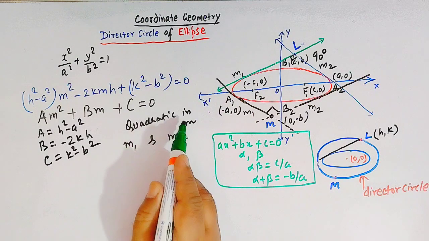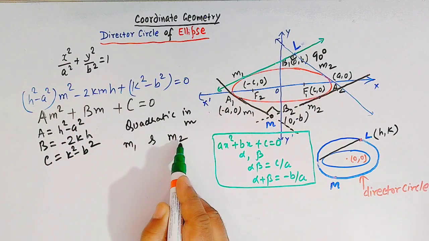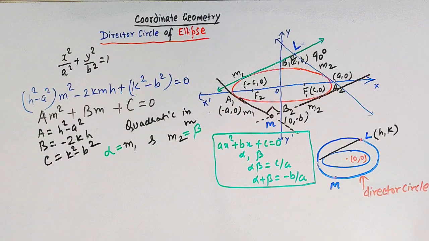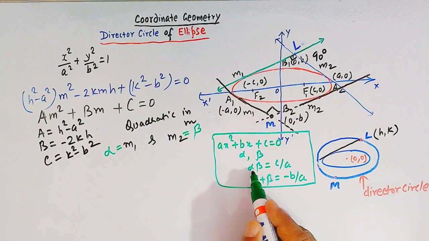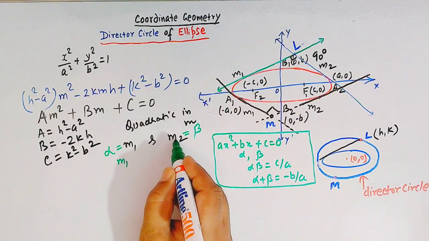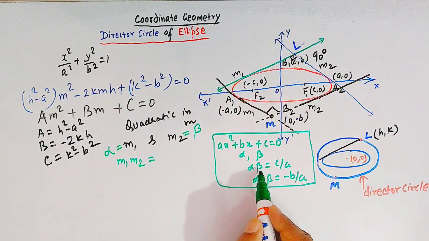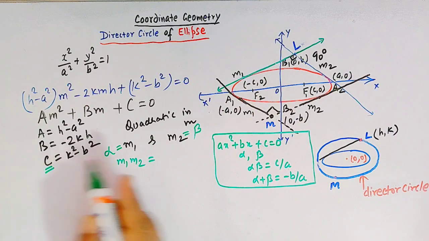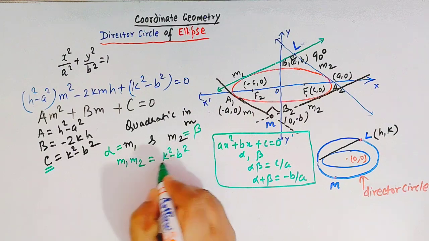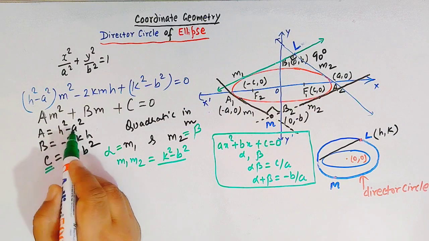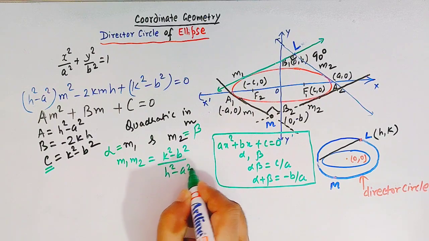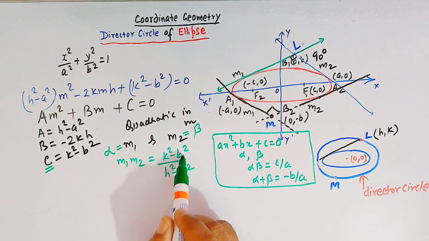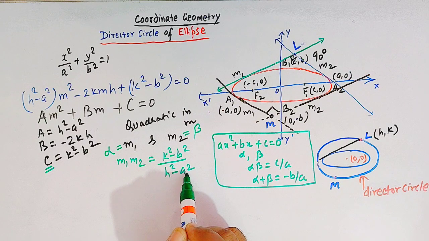Now this quadratic equation has two roots m1 and m2. m1 may be taken as alpha and m2 may be taken as beta, right? So the product of the roots, that is alpha beta, here is m1 times m2. The product of the roots is given by c over a. Here this is c, so we have k square minus b square, and a is h square minus a square. So the product of the roots is k square minus b square over h square minus a square.